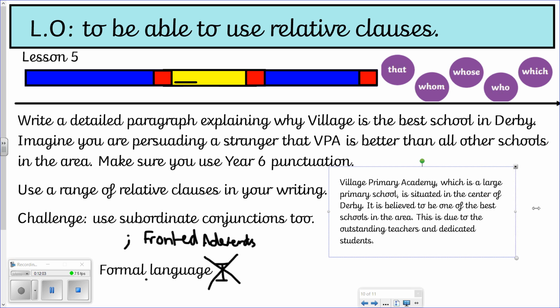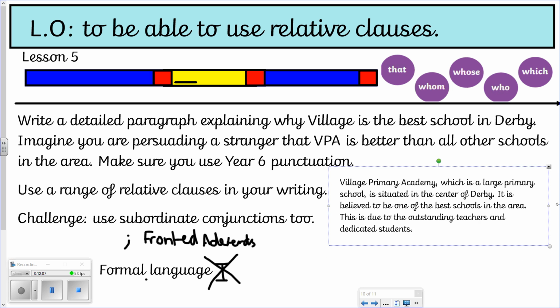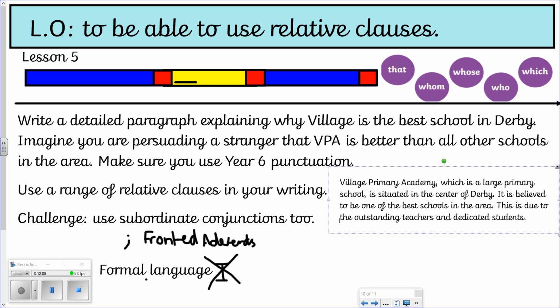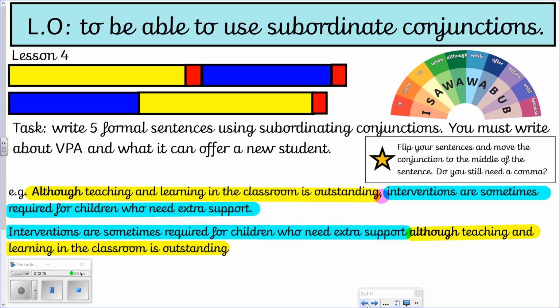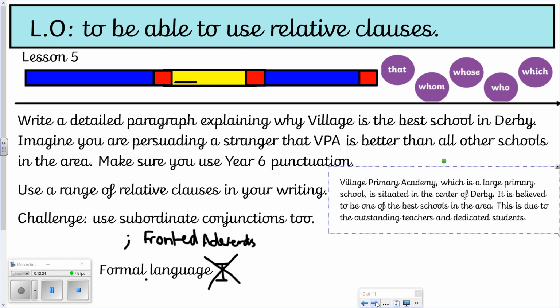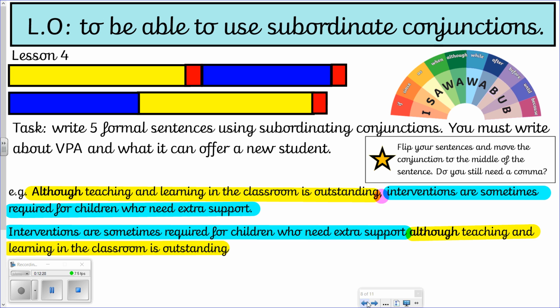We are not using the word I. So my next task would be to try and use a subordinating conjunction. And if you can't remember subordinating conjunctions, go back to yesterday's lesson because they're all on here. They're all there, okay? So let's have a look.